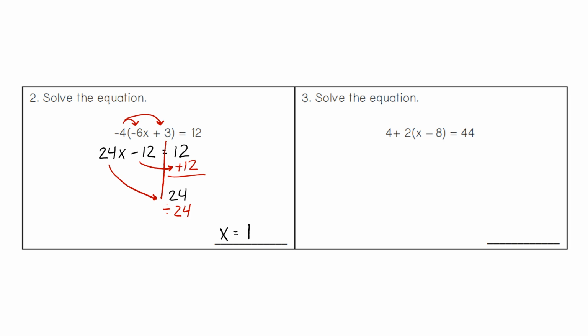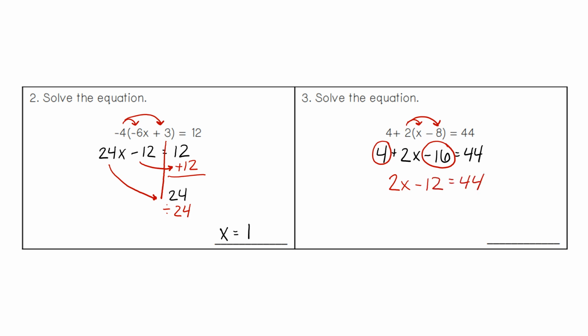For number 3, again, we would start with parentheses. When we have parentheses, we start with multiplication. 2 and x would make 2x. 2 and 8 would make 16. When it comes to combining our like terms, we can combine the 4 and the negative 16. 4 and negative 16 gives us a value of negative 12.